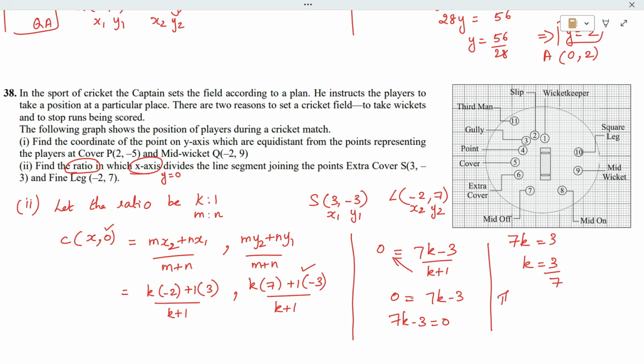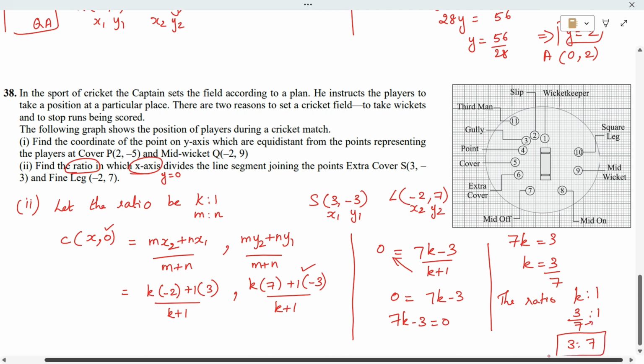So the required ratio is k is to 1. I'm substituting the value of k: 3 by 7 is to 1. If I multiply 7 on both sides, I will get 3 is to 7. So you will get the required ratio as 3 is to 7. That is your second answer.